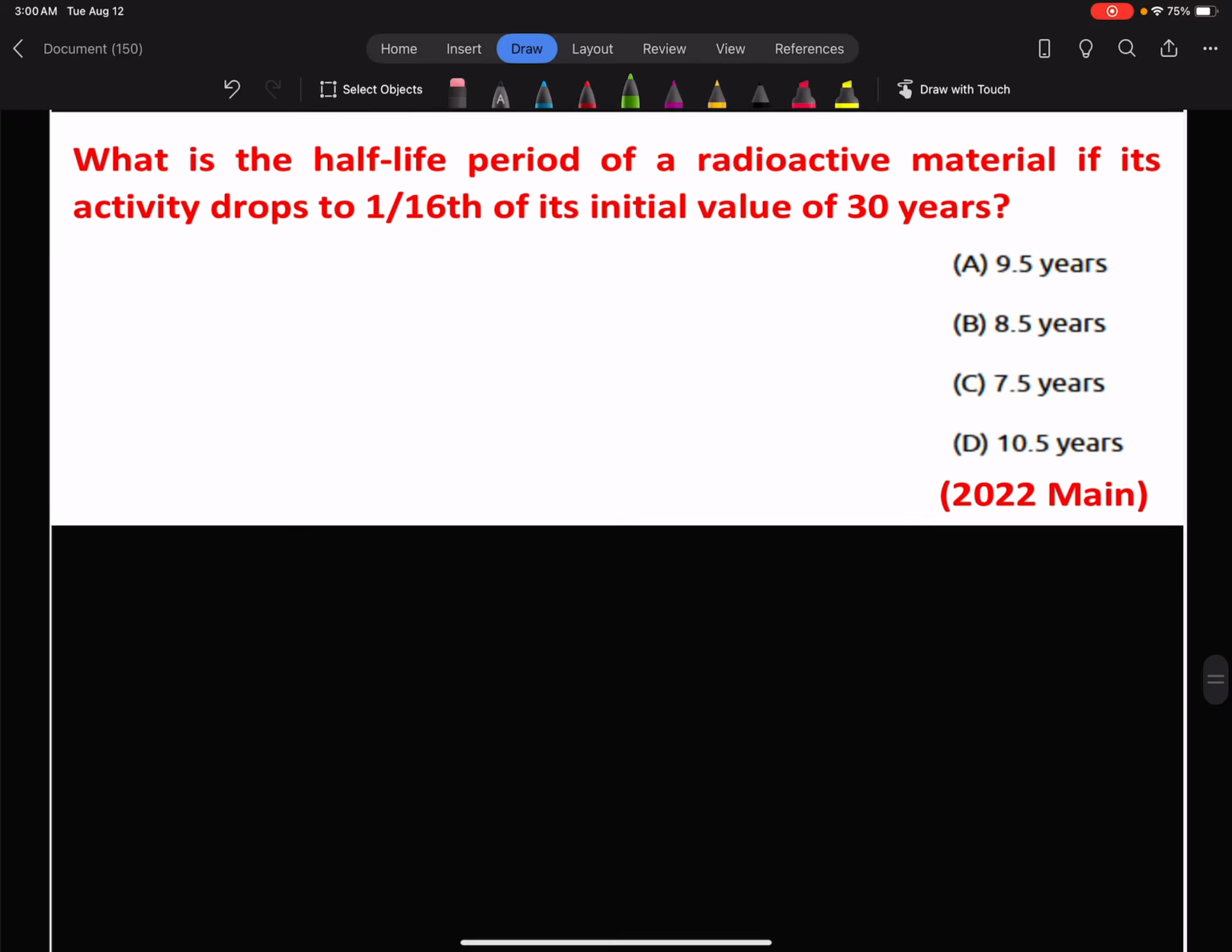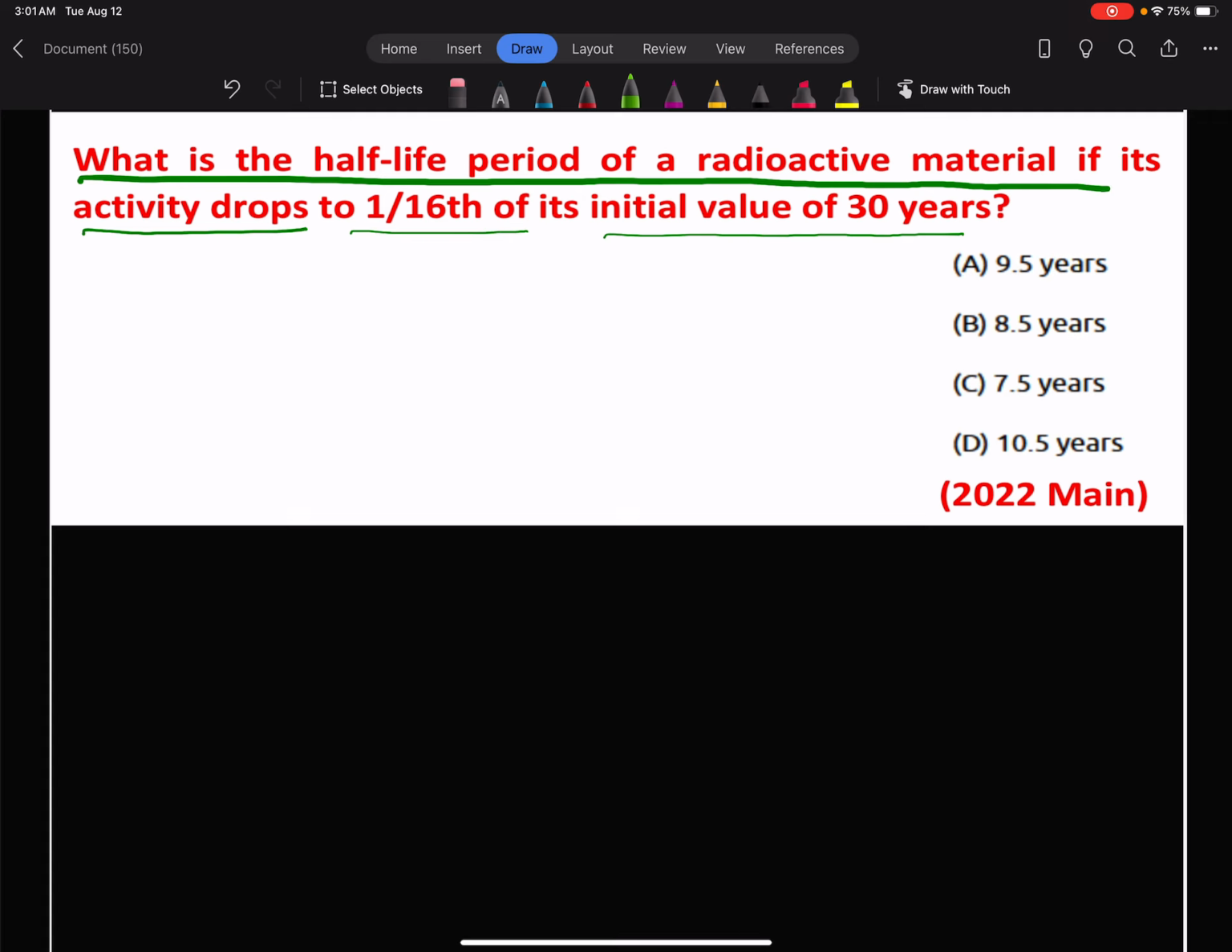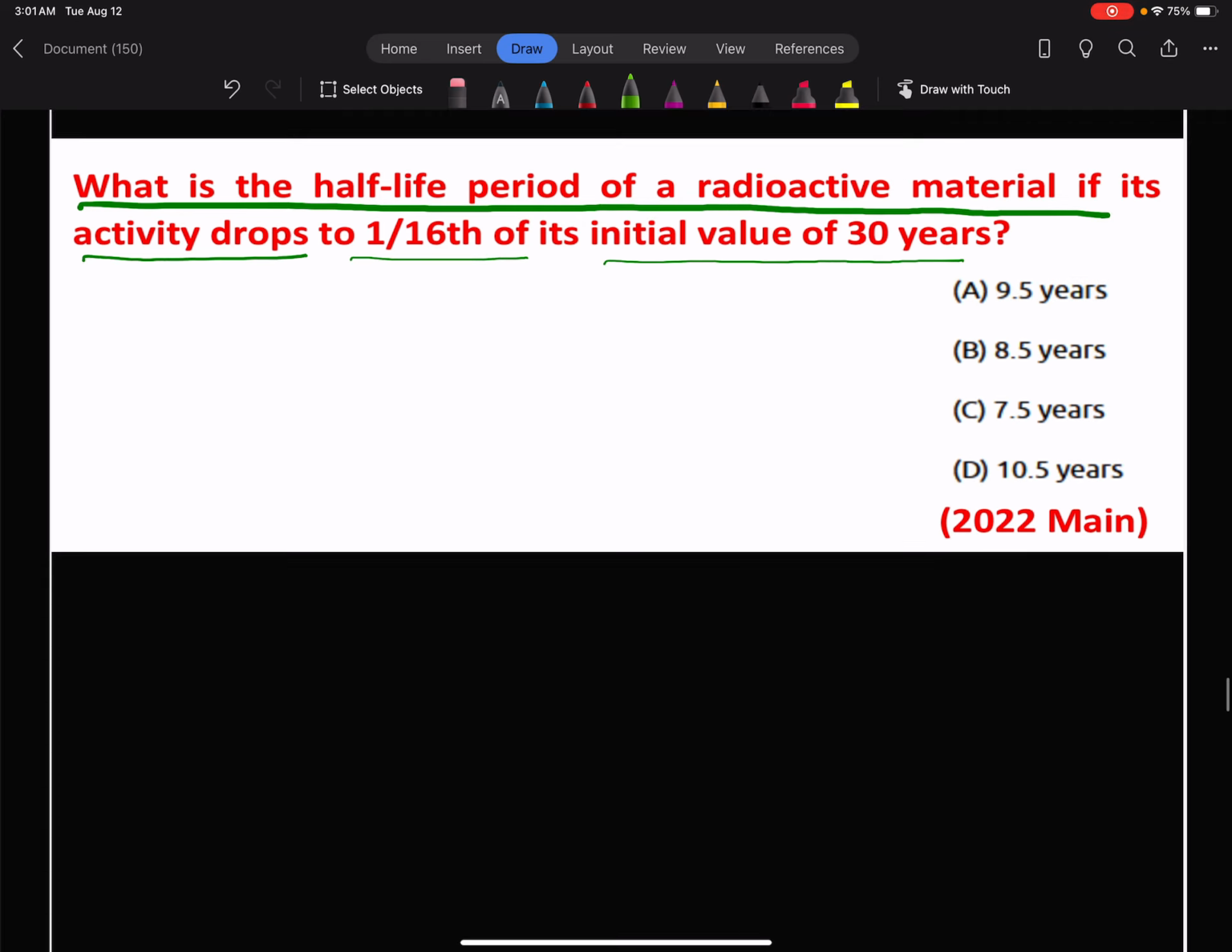It states that what is the half-life period of a radioactive material if its activity drops to 1/16th of the initial value in 30 years? So in this case, the comparison is taken with respect to the initial value. So let us assume that the initial value is A0.